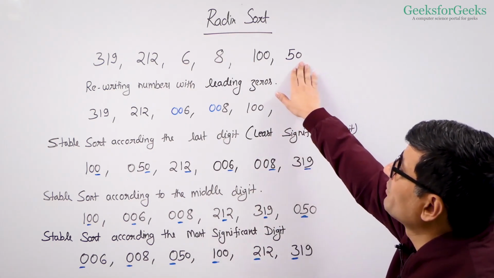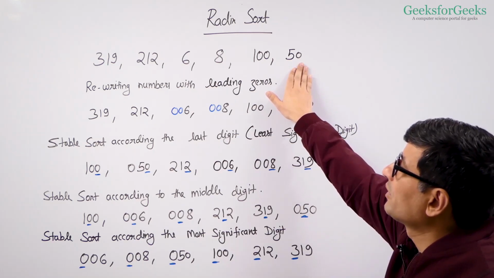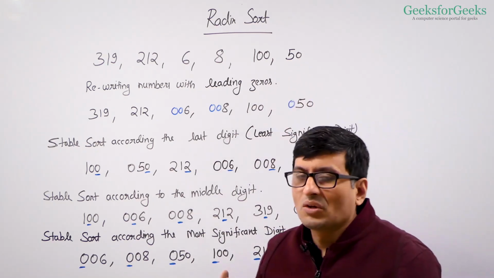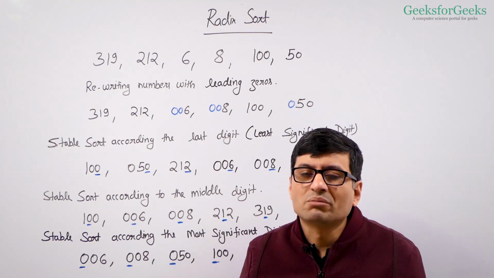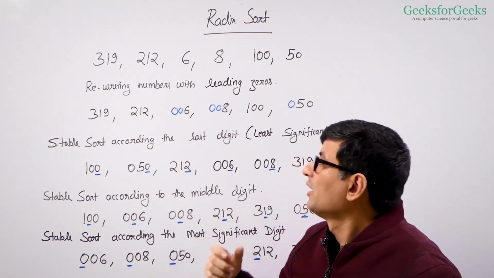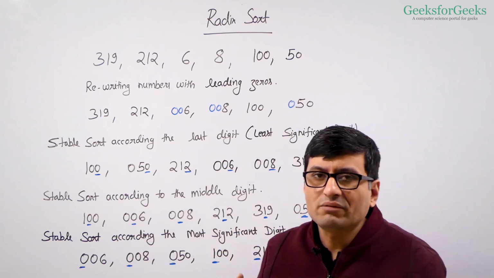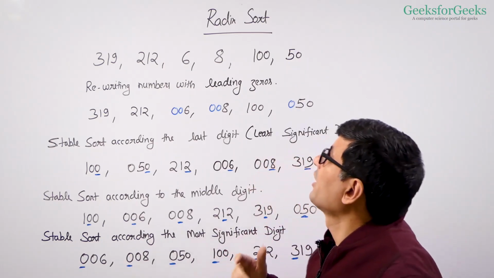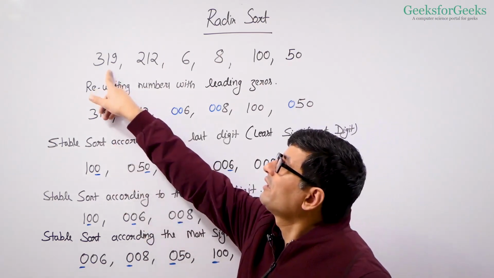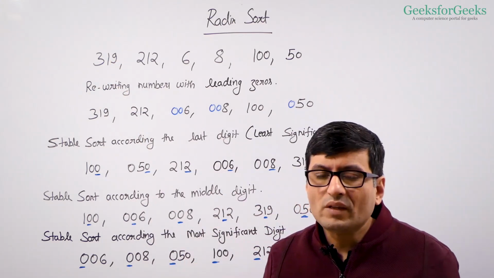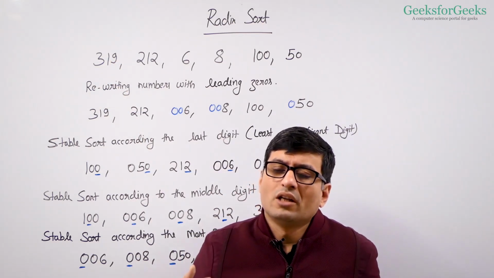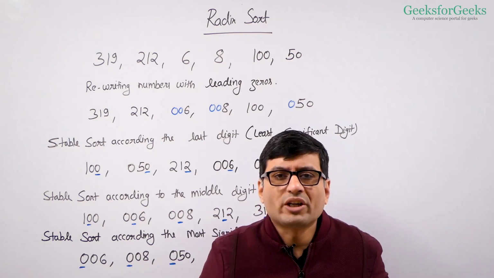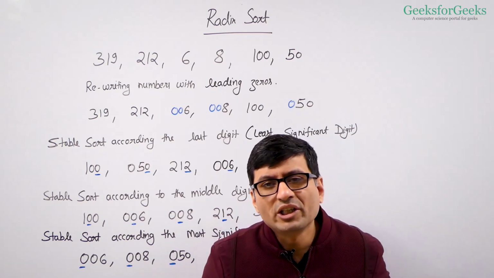Let's say we have these elements, we want to sort them in increasing order. So first thing is, we'll make sure that all the numbers have same number of digits. And how many digits every number should have? It should be equal to the number of digits in the largest number. So the largest number is 319 and it has 3 digits. Now how do you find out largest number in an array? You can simply traverse through the array and find the maximum element in linear time.